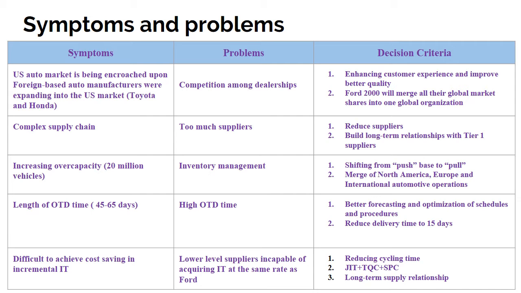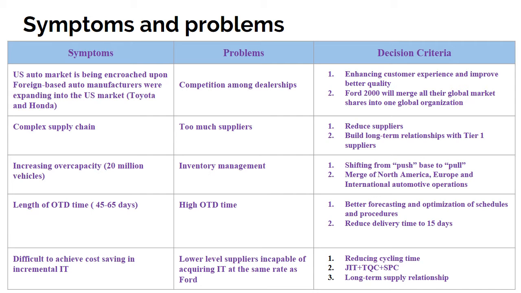And next one, there's a long order to delivery time. It's usually around 45 to 65 days. This high OTD time caused a domino effect up the supply chain. For this situation, Ford started up the OTD project to reduce to 15 days the time from a customer's order to delivery of the finished product. And another thing is better forecasting and optimization of schedules and procedures.